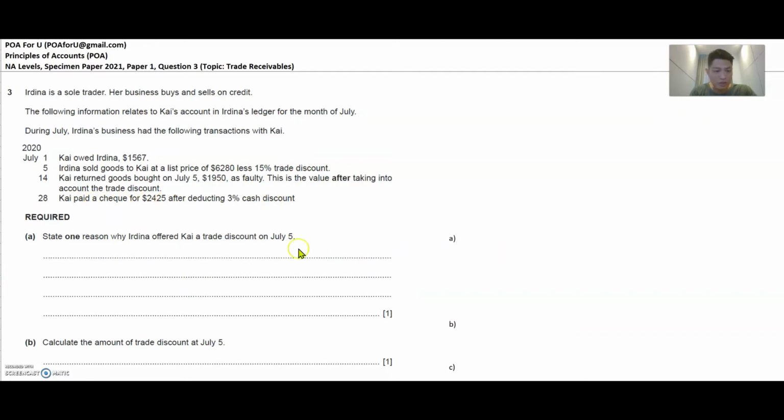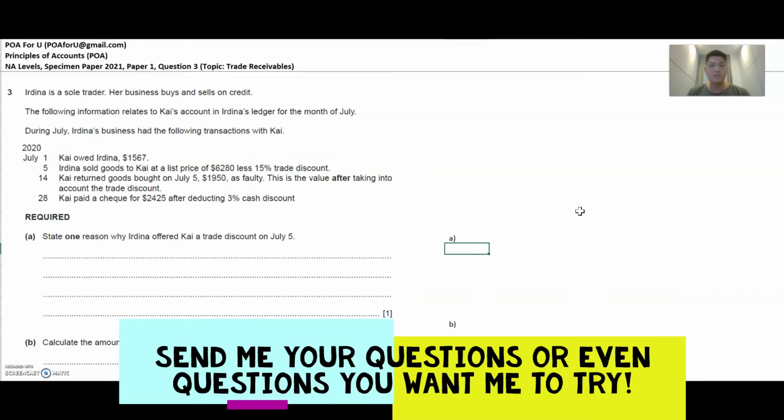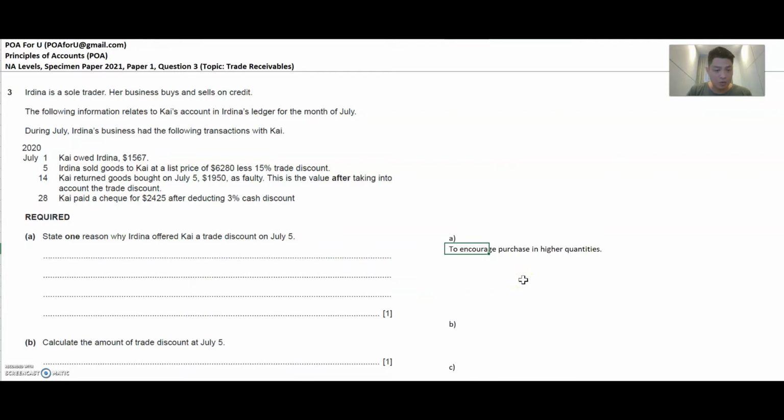Okay, so what's the first question? What is a trade discount, and why did Adina give Kai a trade discount? This is different from a cash discount, and in these kinds of questions, you have to be able to differentiate what a trade discount is versus a cash discount. Trade discount is always the one that encourages customers to buy more. So this is the one where, if you go to a supermarket, and they say, if you buy one, you pay full price, but if you buy three, you get 10% discount, right? So stuff like that. So the answer is to encourage purchase in higher quantities.